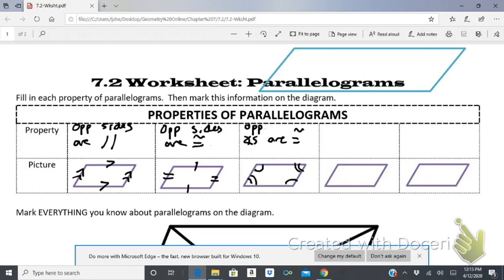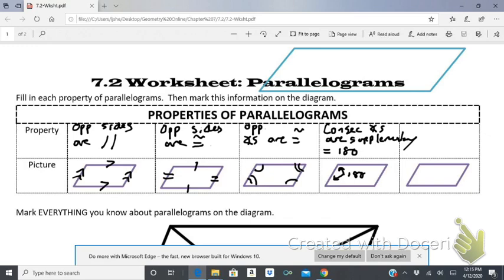Now these are all things that I think most of you would probably be able to figure out on your own just by looking at the picture. The next two are ones that I don't know you guys would be able to figure out as easily. Okay? This next one is that consecutive angles are supplementary. For those of you that don't remember what supplementary means, that means they equal 180 when they're added together. So this angle and this angle, when they're added together, equal 180 degrees.